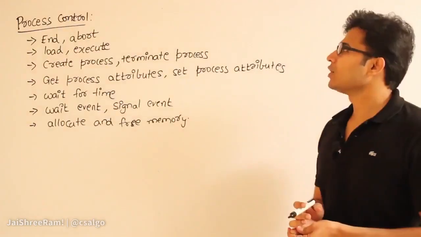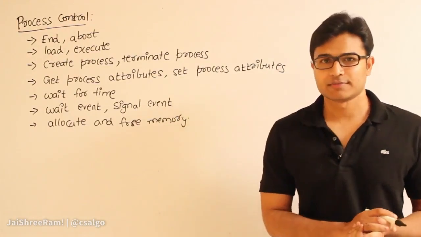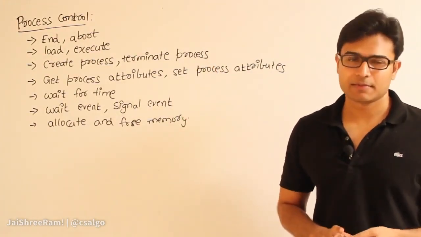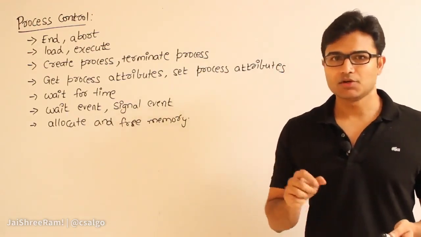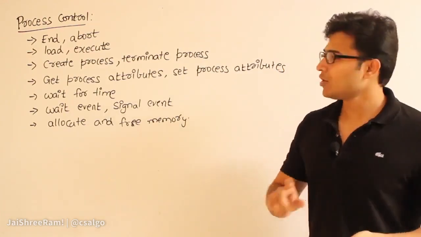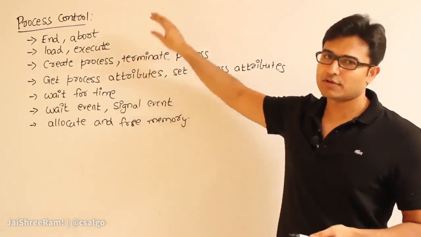Now let's see the system calls which are required in order to control a process. You need not remember all this, just know that they are there, that's it. So what it means is, every operating system should provide some mechanism, some system call, in order to perform all these actions, and these actions are related to process.